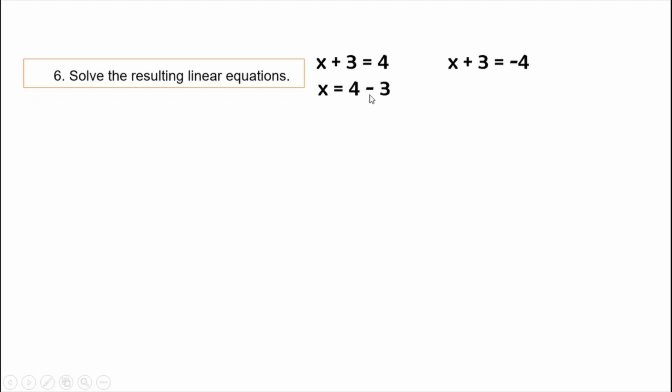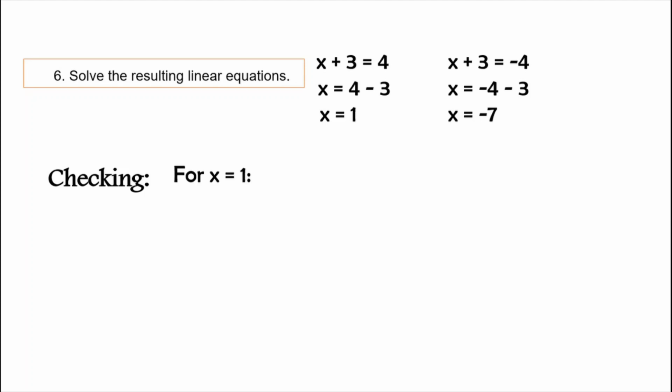Nag-transpose na tayo ng number sa kabilang side ng equation. Kaya naging x is equal to 4 minus 3. Simplify. 4 minus 3 is equal to 1. Okay, the first value of x is 1. Sa kabila naman, itong x plus 3 is equal to negative 4. Ayan, nag-transpose ulit. Negative 4 minus 3 is equal to negative 7. Therefore, ang value ng x natin or the roots of the quadratic equation are 1 or negative 7.